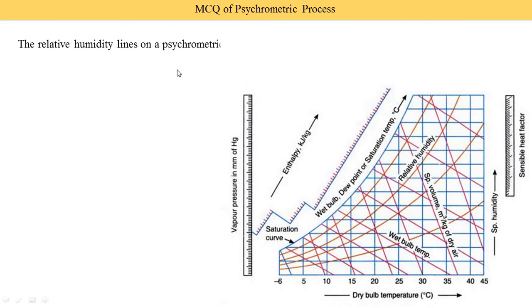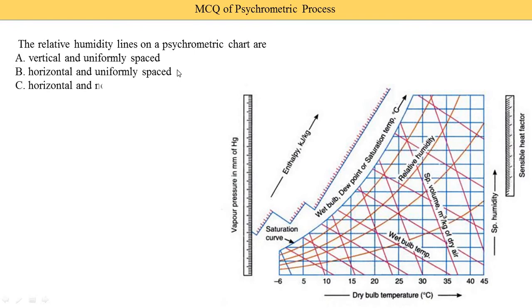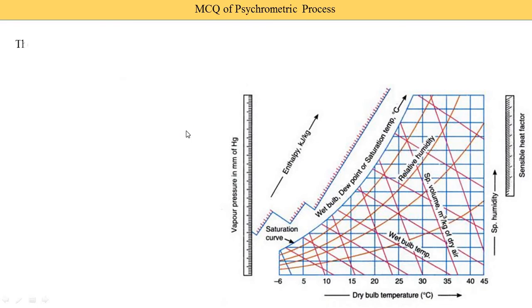The relative humidity lines on a psychrometric chart are: vertical and uniformly spaced, horizontal and uniformly spaced, horizontal and non-uniformly spaced, or curved lines. Which is the relative humidity line? It is the curved line. So option D is the correct answer.